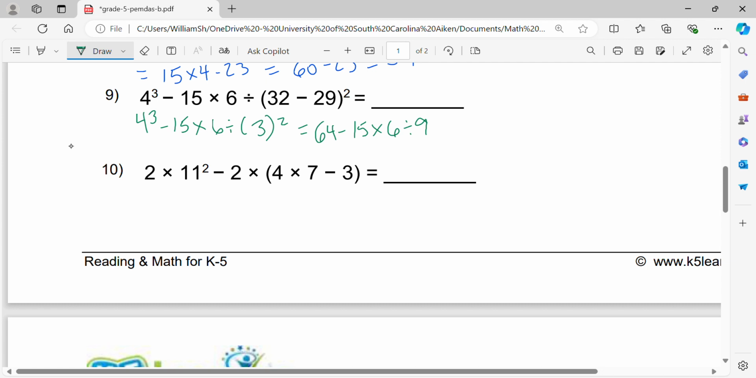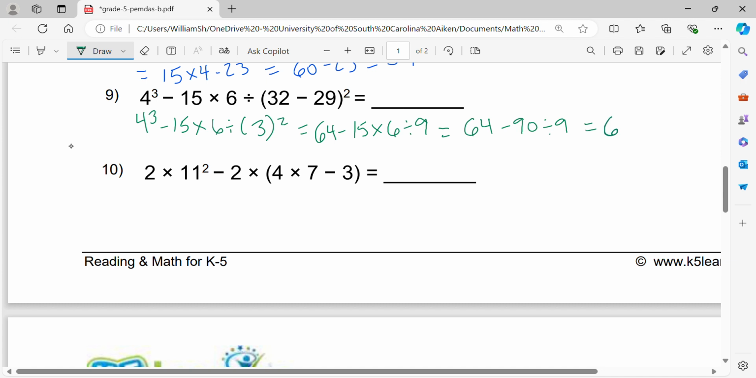Okay, so we got that taken care of. That exponent's taken care of. The 3 squared is taken care of. We can move on to the next step. Now, our next steps here are the multiplication and division, working left to right. So I need to take care of the 15 times 6 first, and then I need to divide by 9. Now, what is 15 times 6? 5 times 6 is 30. 6 times 10 is 60. So it's 90. So we're looking at 64 minus 90 divided by 9.